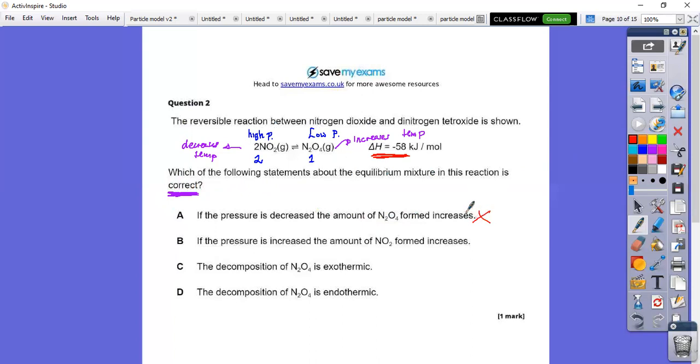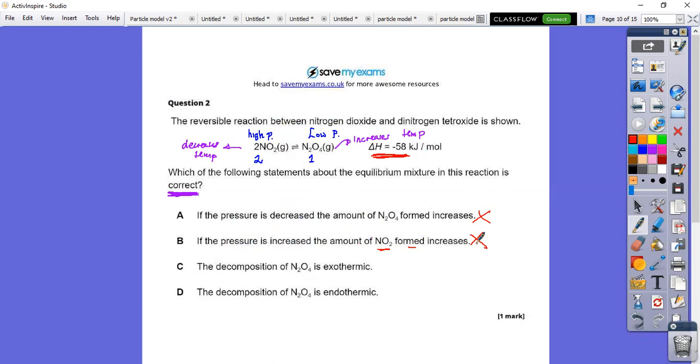Because we have said if you decrease the pressure, it's not going to want to go to where there's low pressure. It's going to want to increase the pressure back. So it's got to go to form this. So that's incorrect. If the pressure is increased, the amount of NO2 formed increases. Hang on. If you increase the pressure, it's going to want to decrease the pressure. So it's going to want to go to the low pressure, and the low pressure is dinitrogen tetroxide. So this is incorrect as well.